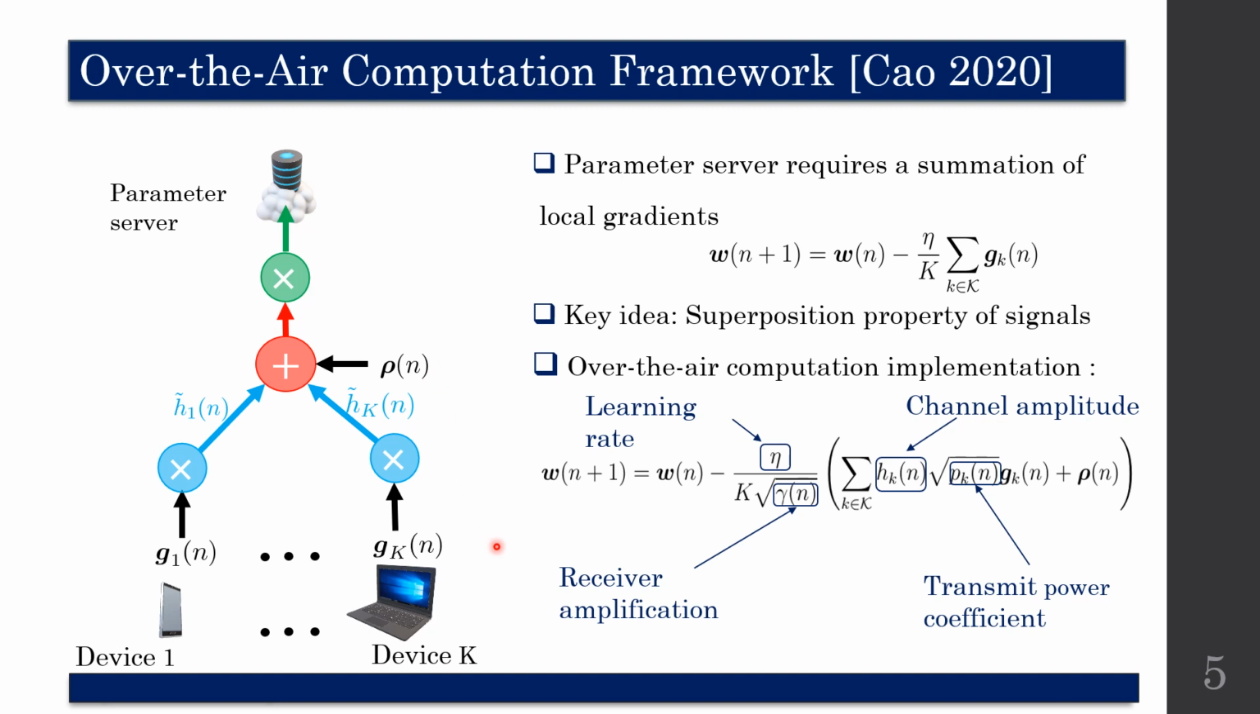What happens in the baseband is that a device computes its local gradient, then it multiplies with the power coefficient and nullifies the phase of the channel. Then noise gets added at the receiver, and then the parameter server post processes this aggregated signal using a receiver amplification factor. Using the superposition principle of the signals, the parameter server gets an aggregated sum of the gradients, which changes the stochastic gradient descent algorithm step as follows. The step depends on the learning rate, the receiver amplification, the channel amplitude, and the transmit power coefficient.